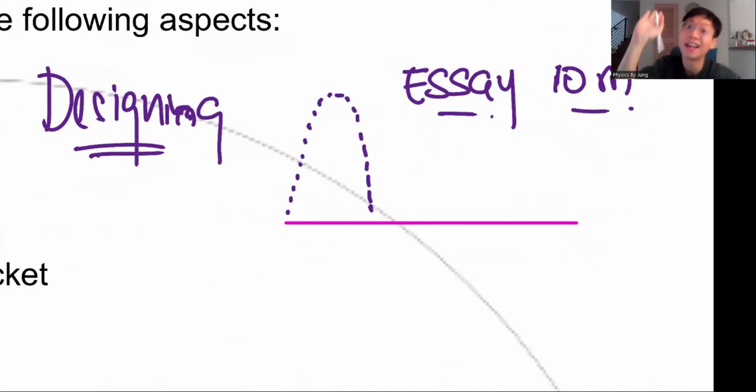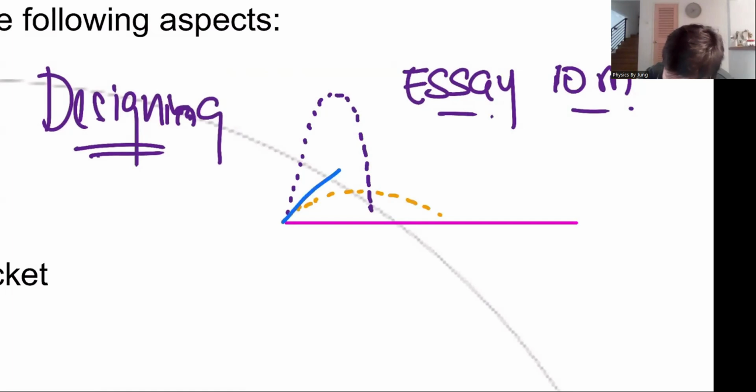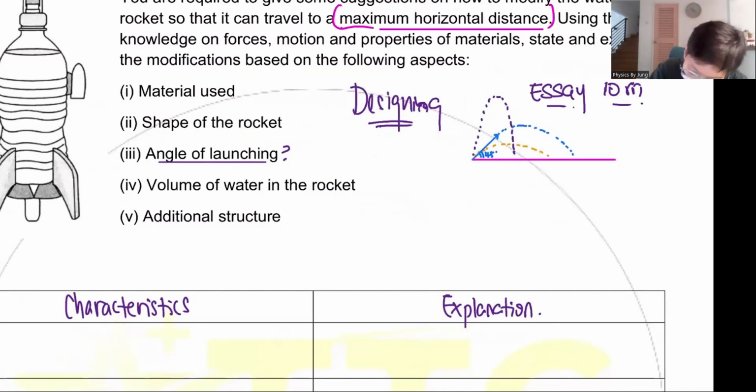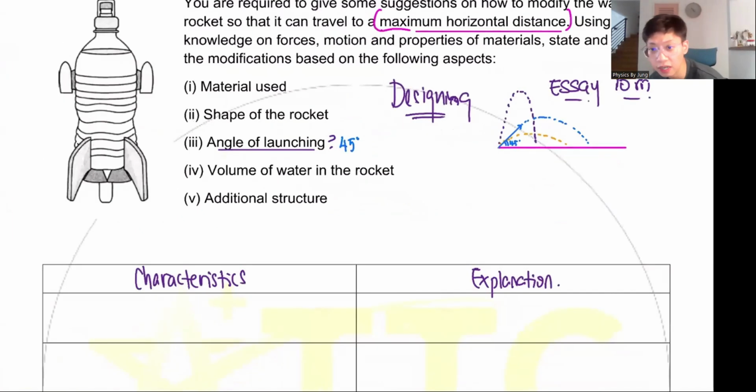Okay, if this is too high, and if it's too flat, it will straight away land because you don't have enough distance for it to travel. So the best is to launch at 45 degrees. Then you will realize that this is actually further. So the answer here is the angle of launching is 45 degrees.